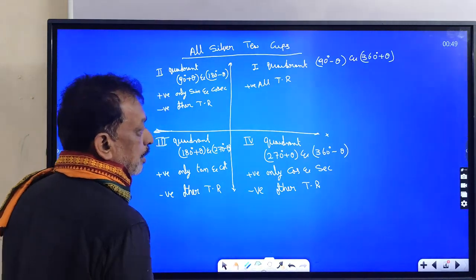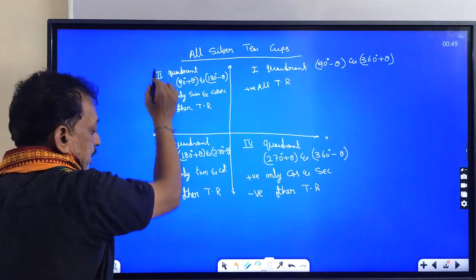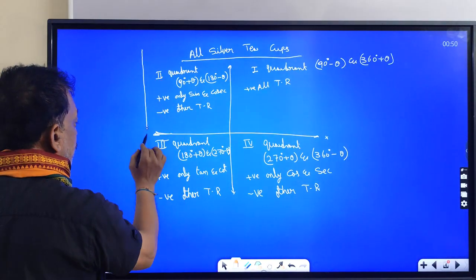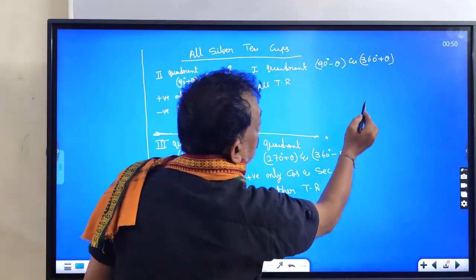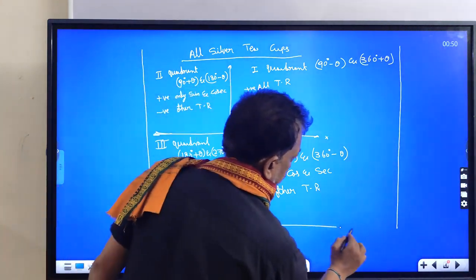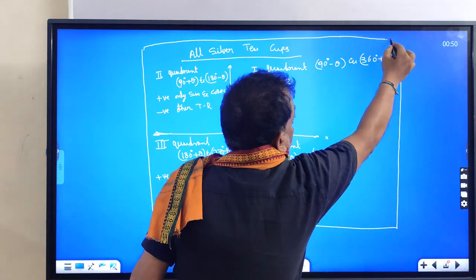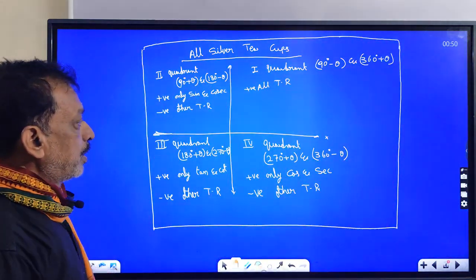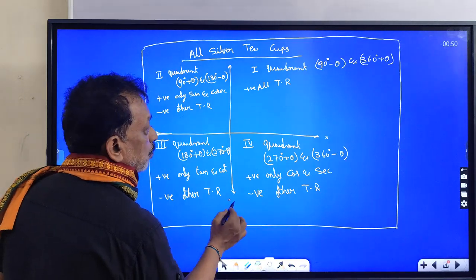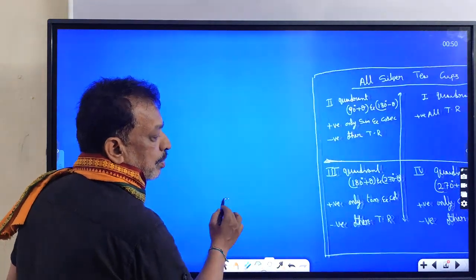Now, this is the All Silver Tea Cups table, the All Silver Tea Cups ratios. Right. Completed. This is the next. Okay, better I can take it up.